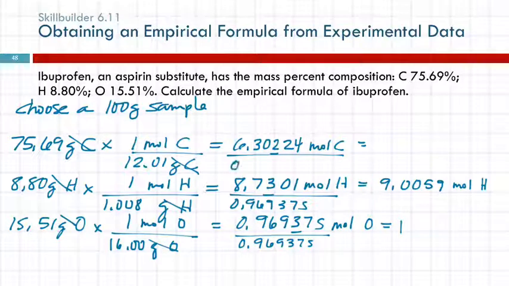And then this one, again, dividing by the same thing. I have to divide all of them by the same number because I want to end up with the same ratio. 6.302 to 8.73 to 0.969. That's just not a whole number ratio. We're just dividing to get these into whole numbers.